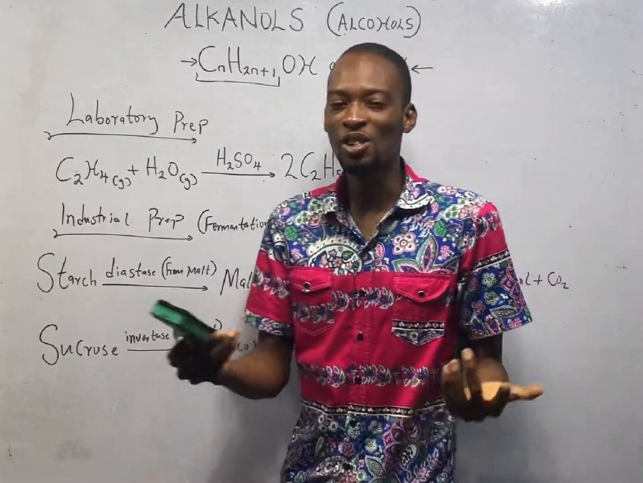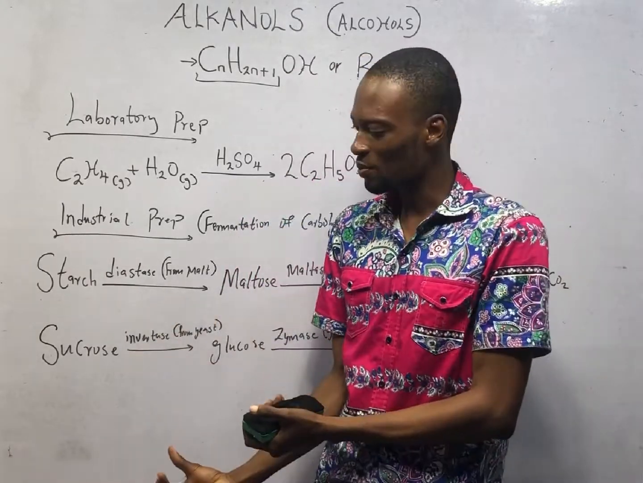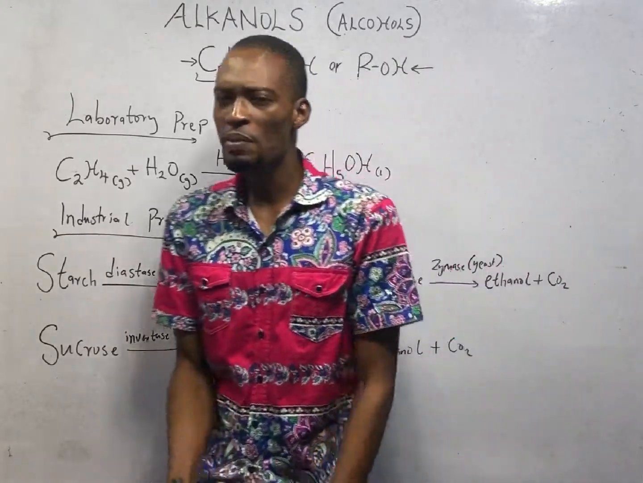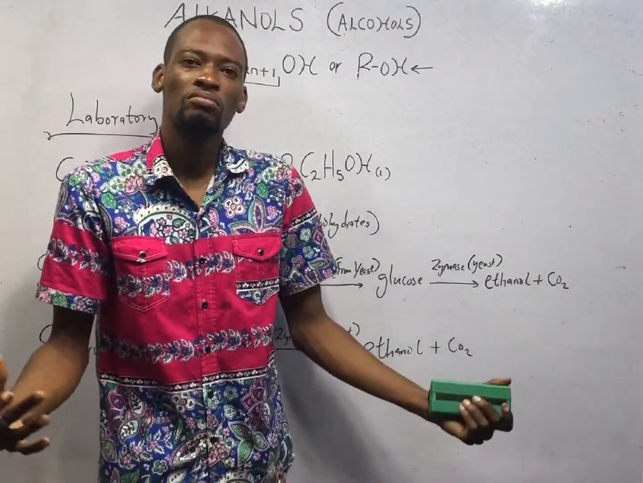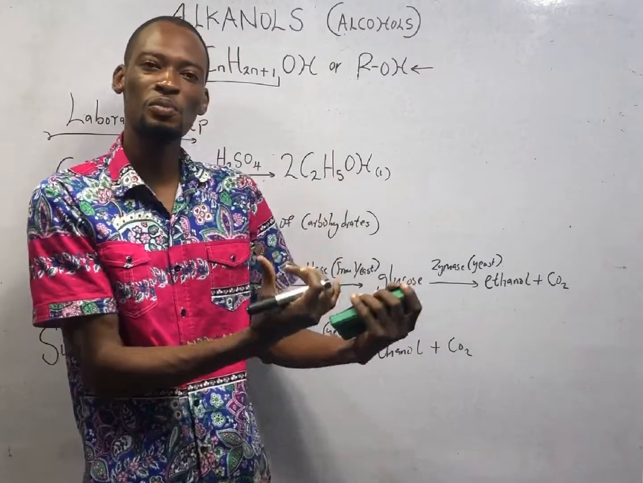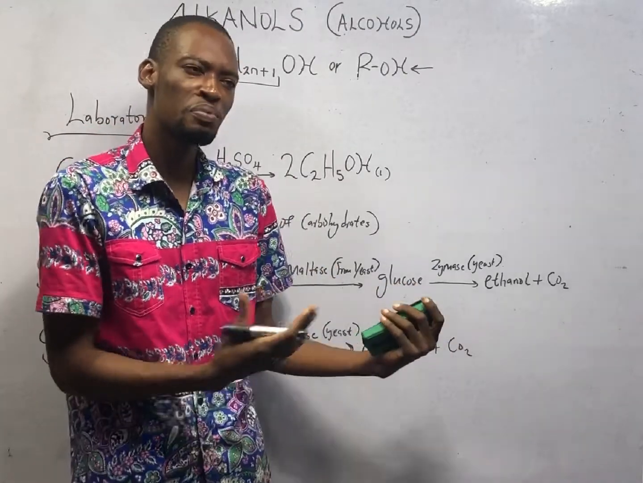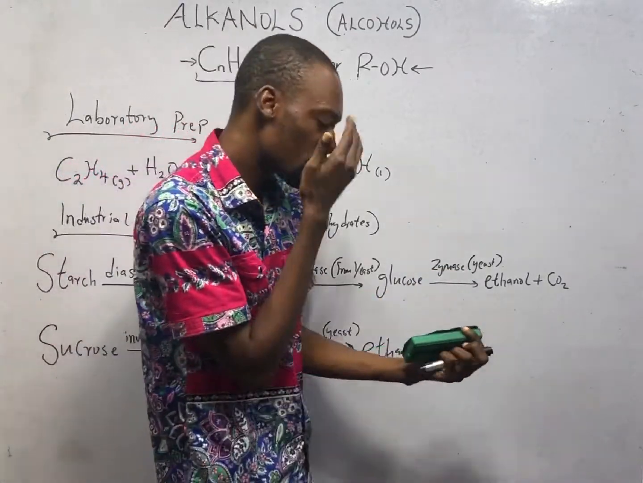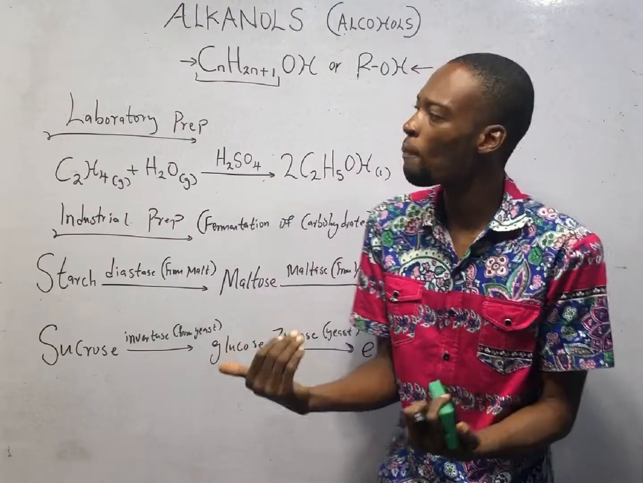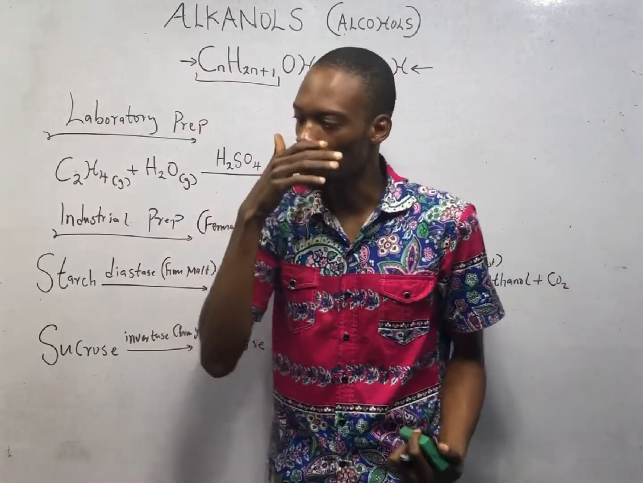Alcohols can be prepared in two ways, either in the lab or in the industry. Laboratory preparation is simply for preparing compounds or substances in small quantity. You carry out some reactions, some experiments, and produce what you want on a low scale. But industrial preparations are for preparing compounds, substances or products on a large scale.